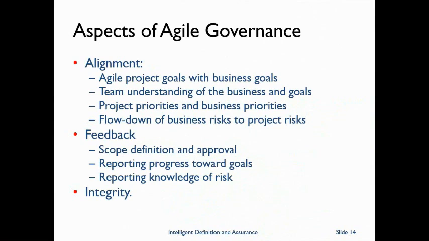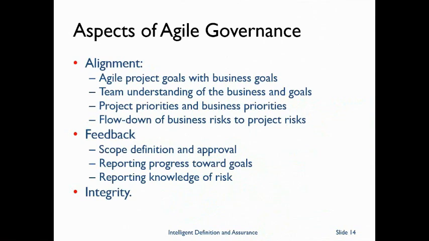Will it achieve the goal of the business that has invested the time and effort and money in the project? Do the team actually understand what those business goals are? Does it understand the business? Are the priorities within the project and the choices to be made within the project aligned with the priorities of the business that commissioned the project? Are the things of most concern to the business flowing down as risks into our agile project, so they pay attention to the concerns of the owning stakeholders?